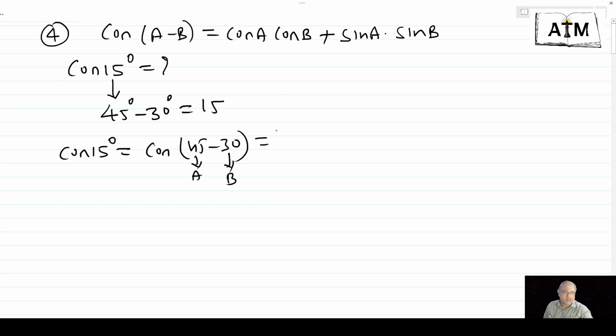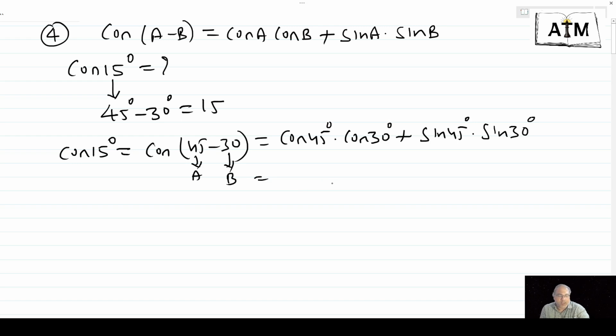Now we'll expand this formula. So what we get here is cos 45 cos 30 plus sin 45 sin 30 degrees. So they are all degrees. In trigonometry, we use two types of angles. One is radians, another is degrees. What are degrees and radians? I have already made a video on that one. You can go to that one.